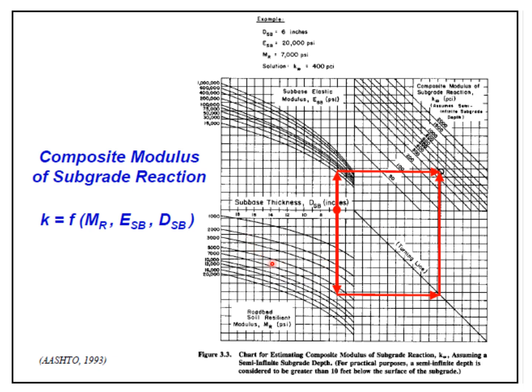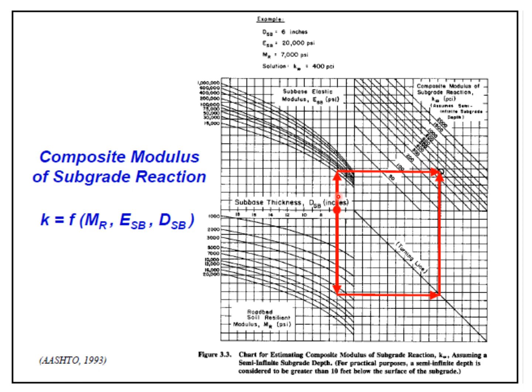And these curves I have already mentioned. This is the roadbed soil resilient modulus. So I will repeat: these curves are the roadbed soil resilient modulus, these curves are the subbase elastic modulus, and these lines are meant for composite modulus of subgrade reaction, and this scale is meant for the subbase thickness. So let's say the subbase thickness is this one.